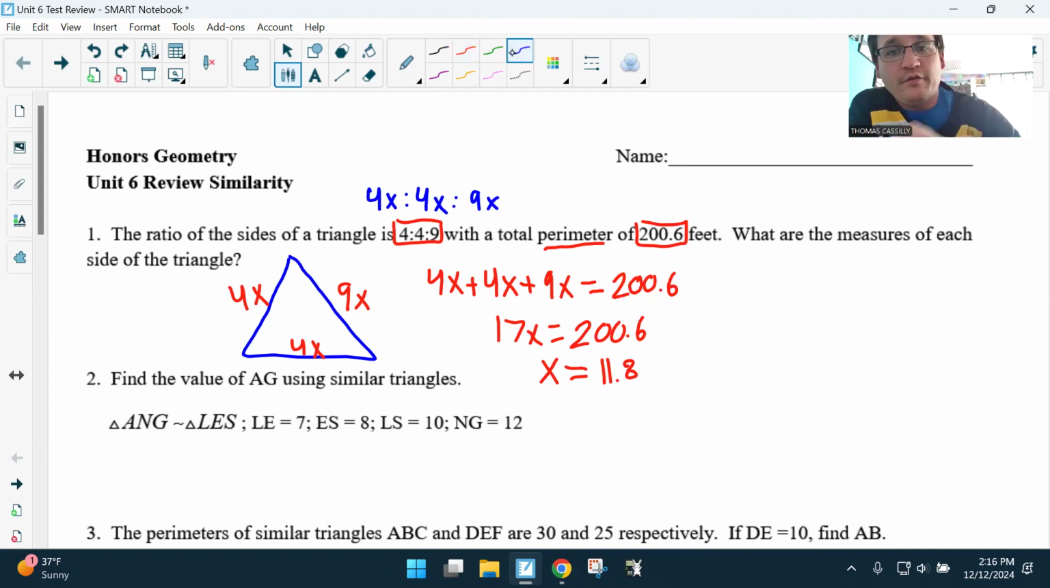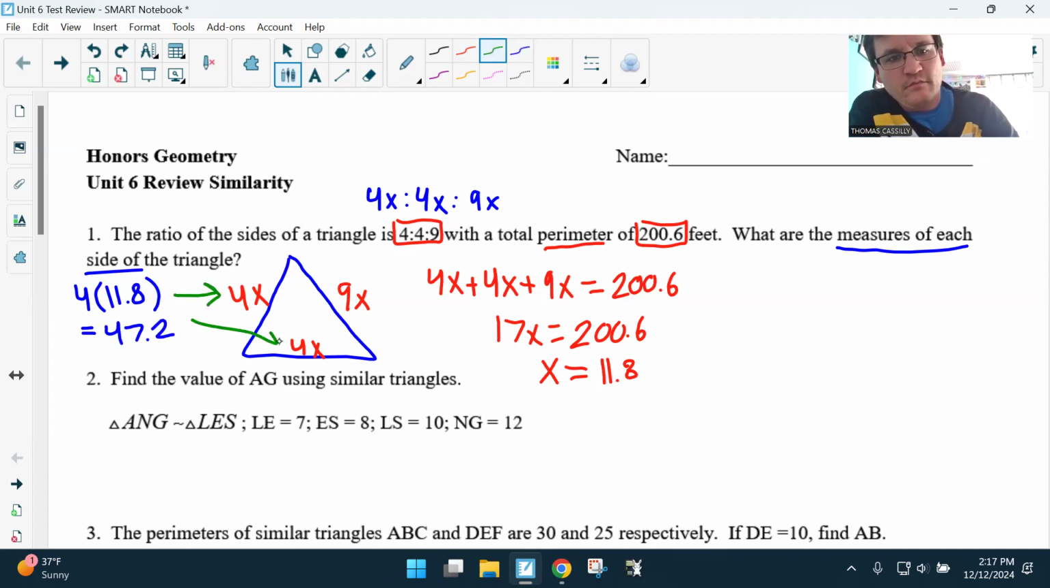So now it also says, what are the measures of each side of the triangle? How can we figure that? Plug them in. So we would do 4 times 11.8, and whatever that is, it's 47.2. So both of these sides are 47.2. And the other one is going to be 9 times 11.8, which is 106.2. All right, and that one's done.